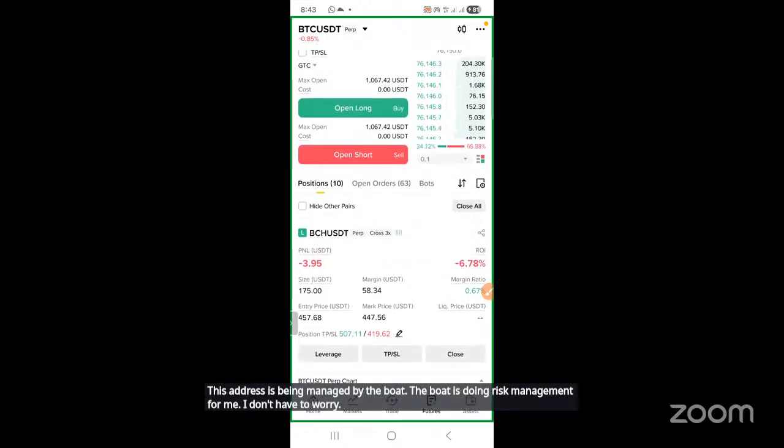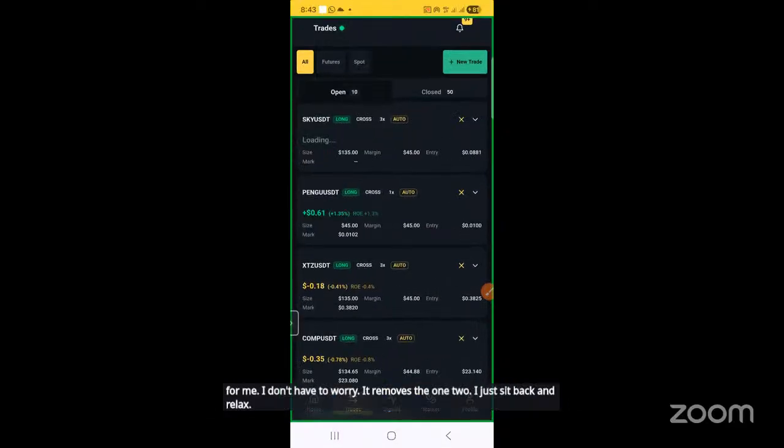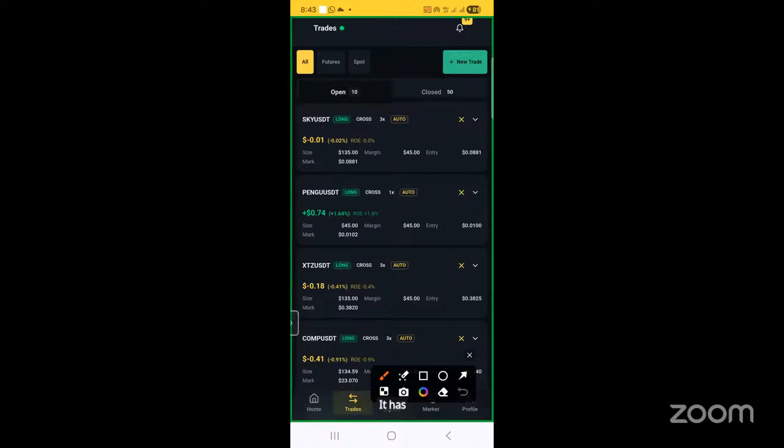It removes one, adds; removes two, adds two more. I just sit back and relax. It has added Sky. Did anyone notice that? It has added Sky.